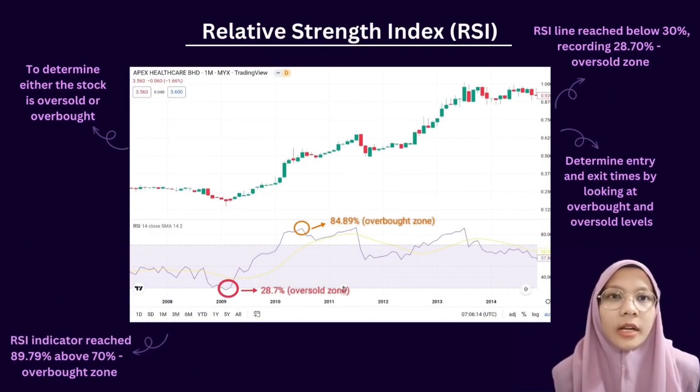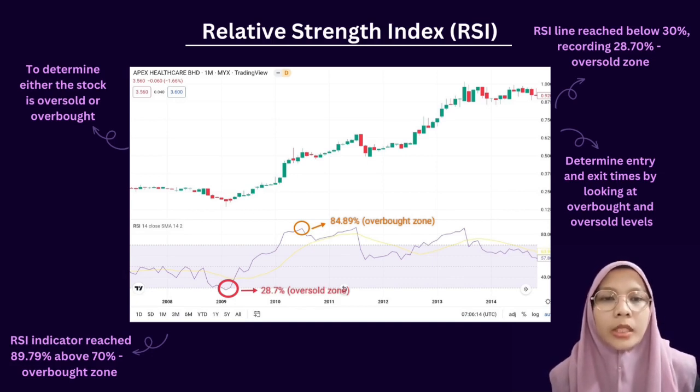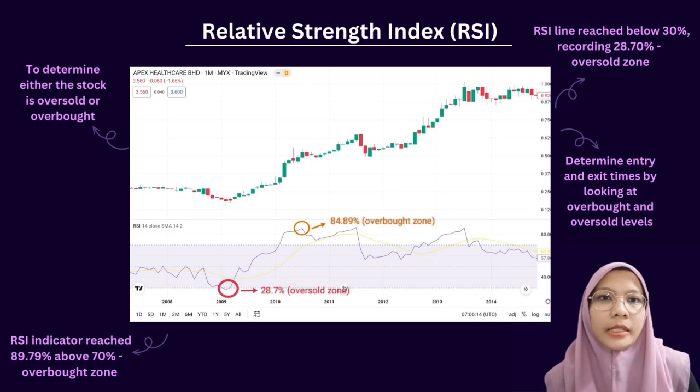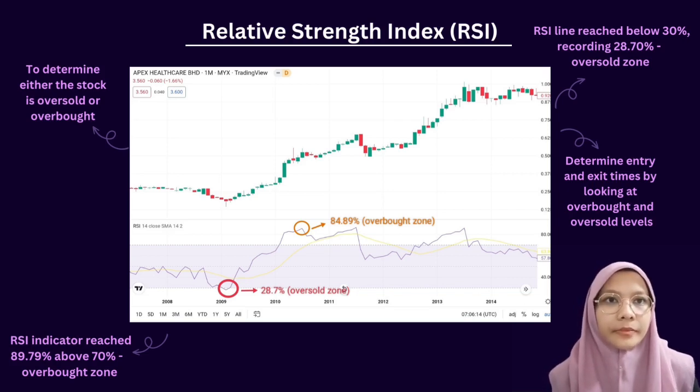Relative Strength Index or RSI is a momentum indicator used in technical analysis to measure the momentum of price change to assess if the stock is oversold or overbought. RSI has two levels, which are below 30% and above 70%. In February 2009, the RSI line reached below 30%, recording 28.70%. This indicates that the RSI indicator is in the oversold zone, where it is the right time to buy because there is a chance for the stock to rise again.